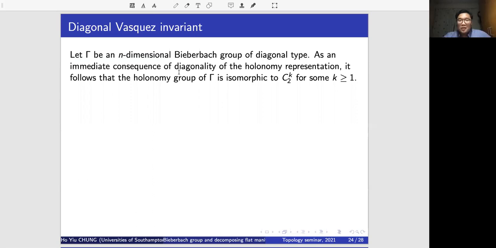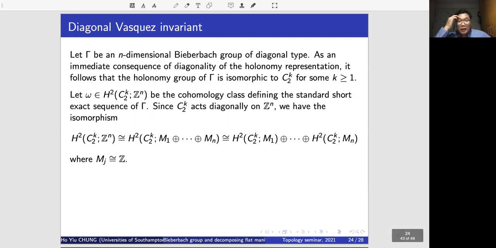All right, and we let gamma be a Bieberbach group of diagonal type. As an immediate consequence of acting diagonally, we know that the holonomy group of gamma needs to be isomorphic to a product of C2. And we let omega be the cohomology class defining the standard short exact sequence. Since it's acting diagonally, we can write the second cohomology class as a direct product of cohomology classes, where all the Mi's are isomorphic to Z.